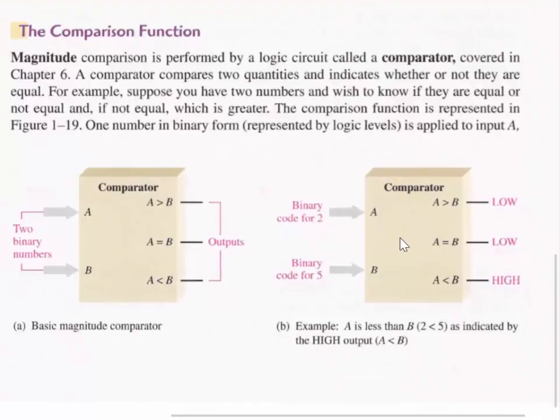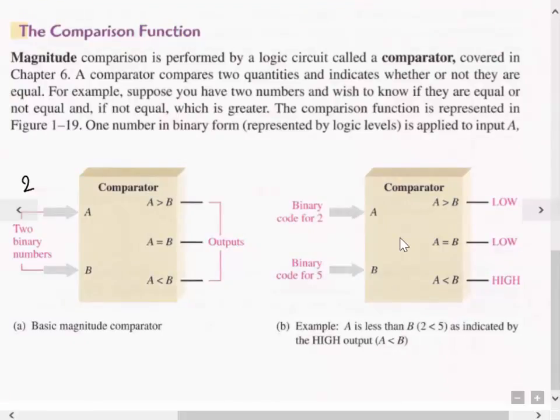The comparison has 2 numbers in here, and these can be anywhere from 2 to 8 bits wide. We have A and B. Those are our 2 inputs. And our outputs are either going to be A is greater than B, A is less than B, or A is equal to B.